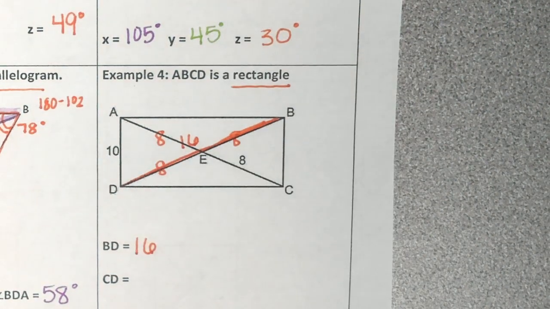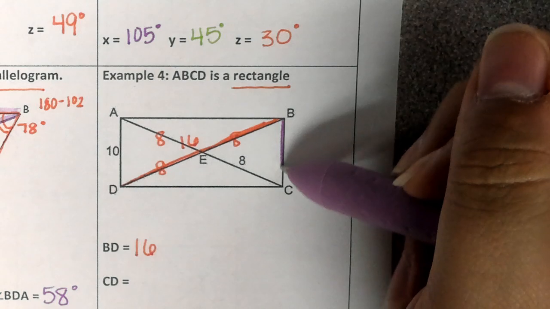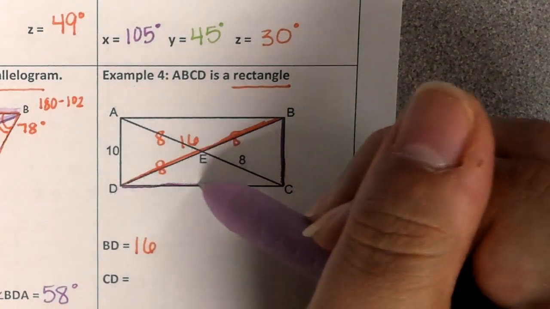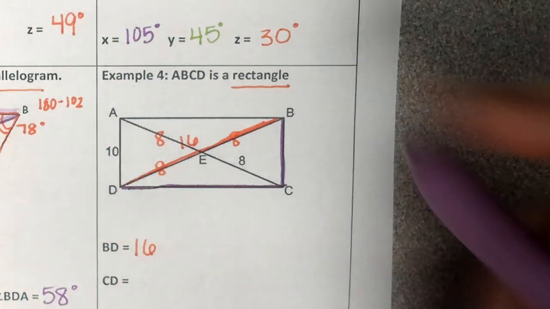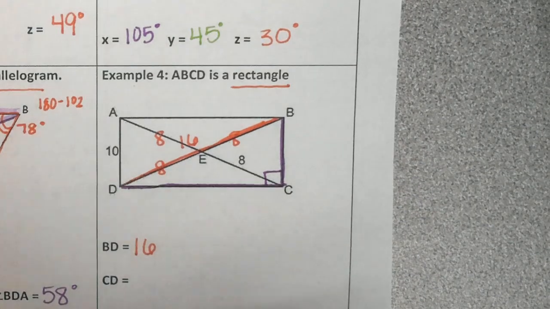C to D. How do I find C to D? It's a 45, 45, 90 triangle. Oh my goodness, not a 45, 45, 90 triangle. Just Pythagorean theorem. I have no angles. I can't assume anything. If this were a square, you would have been right. But for a rectangle, I don't know any angles.